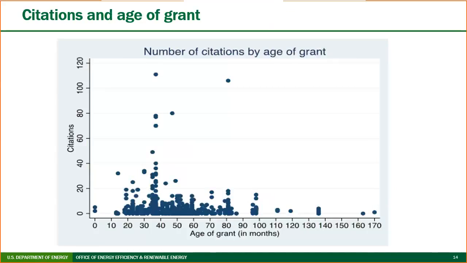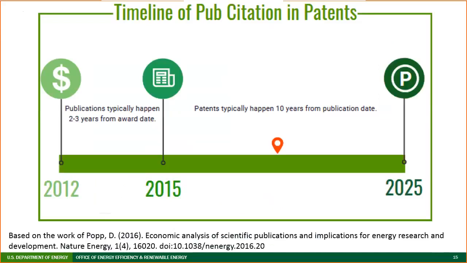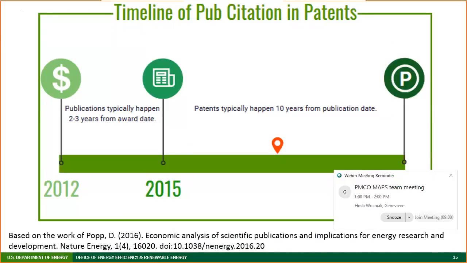Identifying highly cited publications in and of itself may not be an end goal for tech offices. However, one way knowledge products are transformed into a clean energy innovation is when a publication is referenced by a patent. The visualization here is based on the research of David Popp and illustrates the timeline of when we would expect a highly cited publication to be referenced in a patent. Popp found that, like EERE, most government-funded energy research produces papers 2 to 3 years from the funding date.